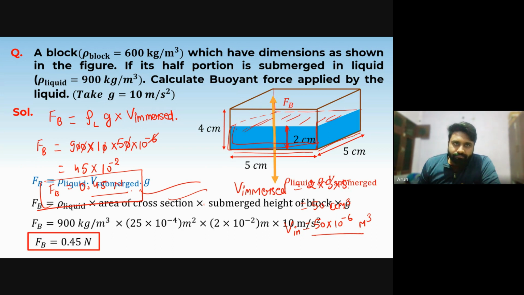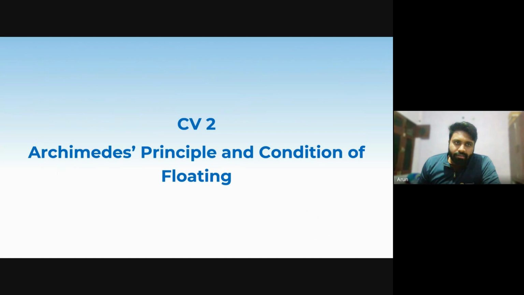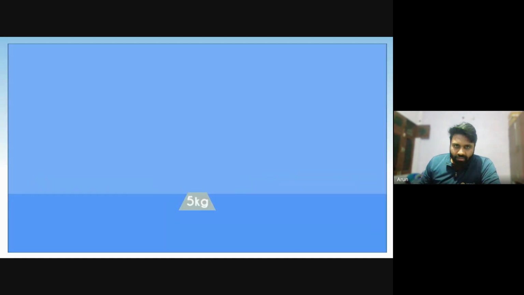Got it? Now, Archimedes principle and condition of floating. Now, Archimedes, one of a famous Greek inventor, scientist, engineer, physicist and astronomer. Okay, so let me tell you one thing.